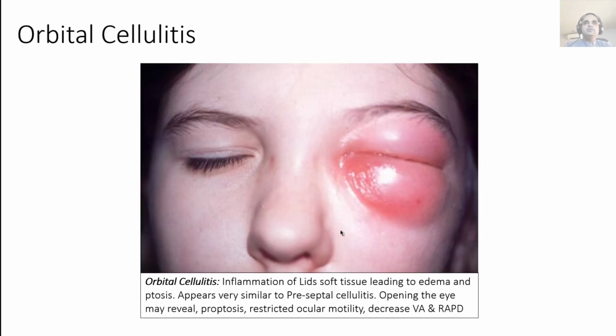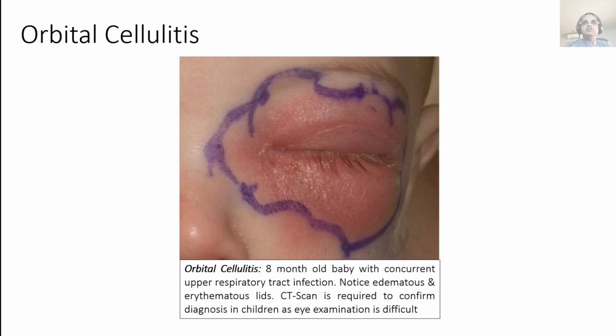This is a patient who has orbital cellulitis. You can see mechanical ptosis, and if you open the eye, you can also see proptosis, restricted ocular motility, together with decreased visual acuity and RAPD. This is a child, an 8-month-old baby who presented with upper respiratory tract infection together with an orbital cellulitis. And as you can see right now, all you have is erythematous and edematous lids. And the mark you see is basically to draw the boundaries of inflammation.